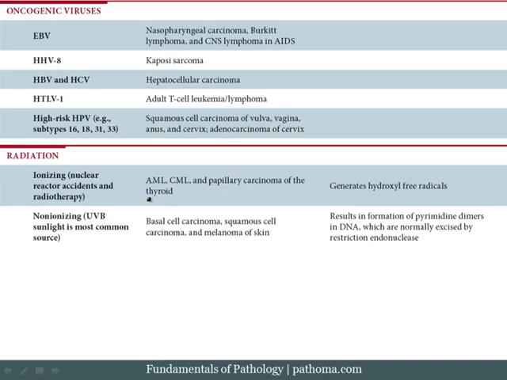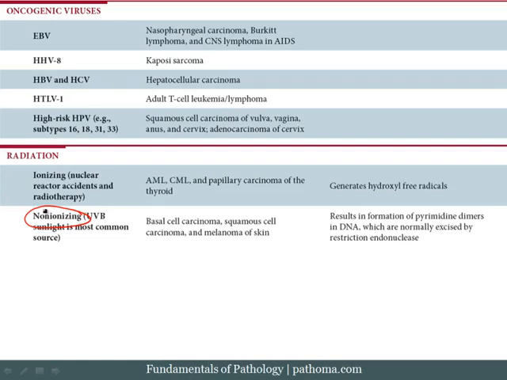The second type of radiation is non-ionizing, and the notion here is that non-ionizing radiation can occur in multiple subtypes. The most common type is UVB sunlight, and that is actually the most important. Now, non-ionizing radiation is associated with three types of cancers. All of them are skin cancers: basal cell carcinoma of the skin, squamous cell carcinoma of the skin, and melanoma of the skin. So these are the three key tumors that are associated with non-ionizing radiation.